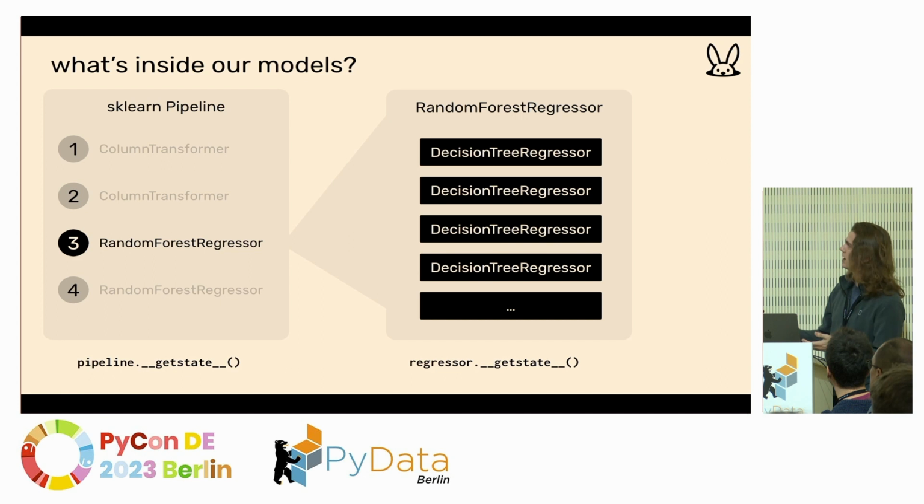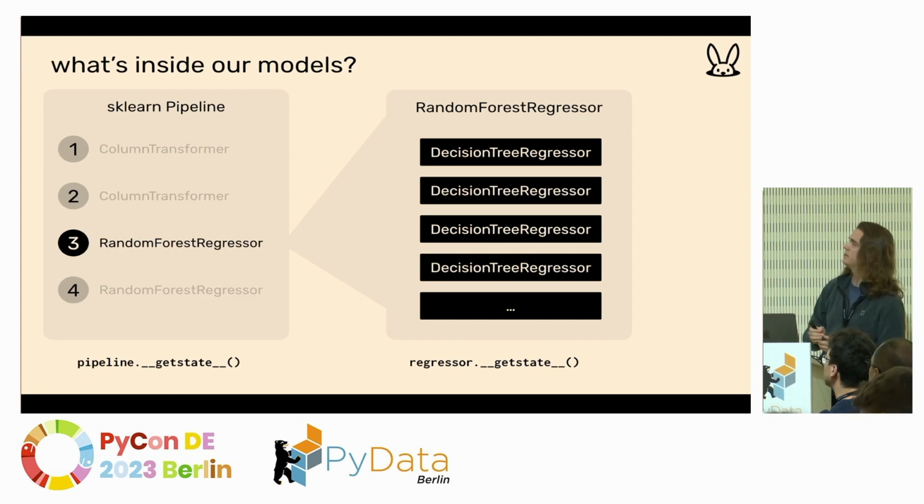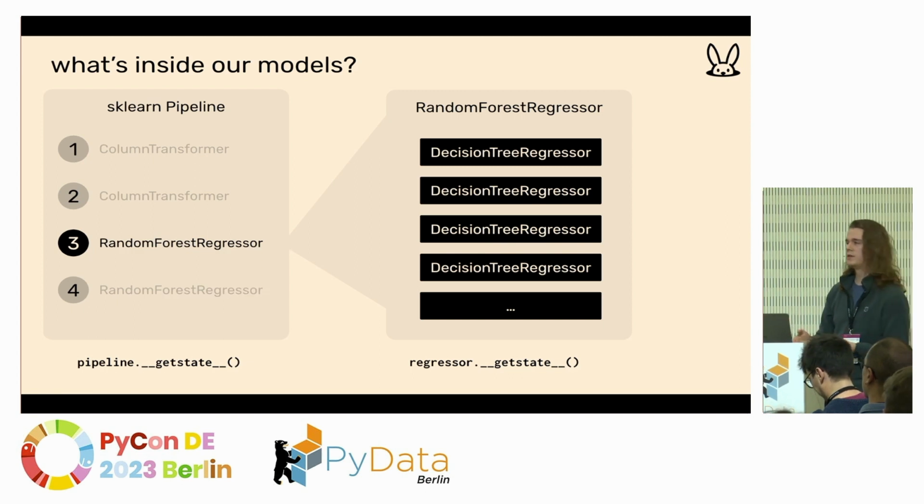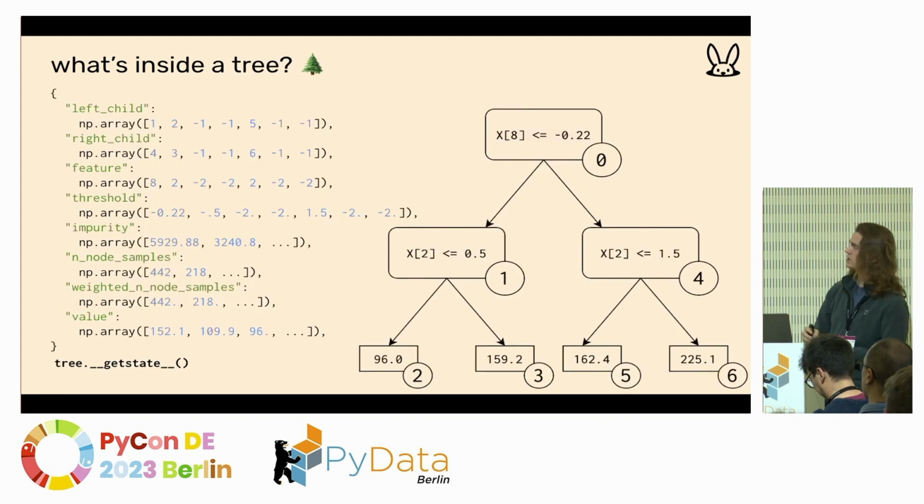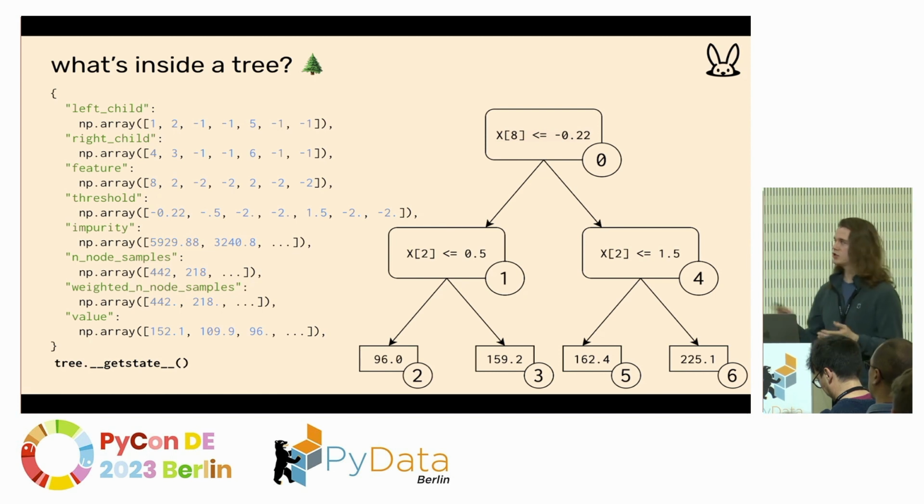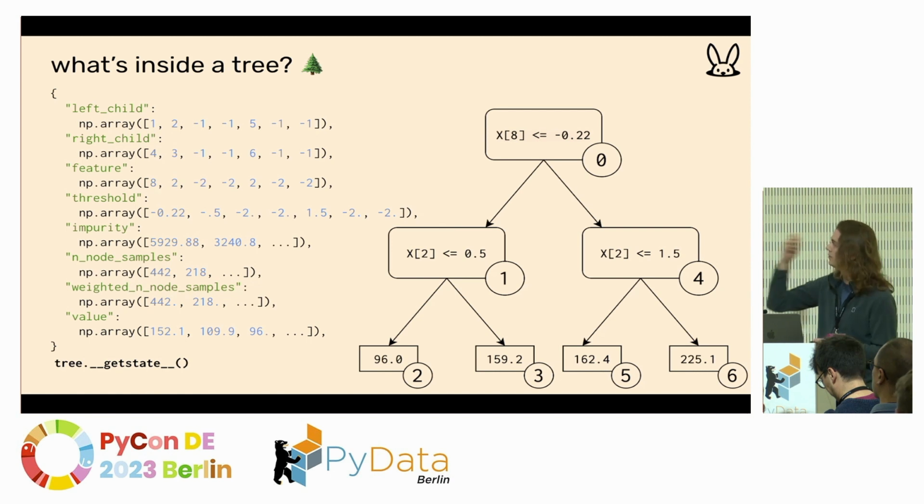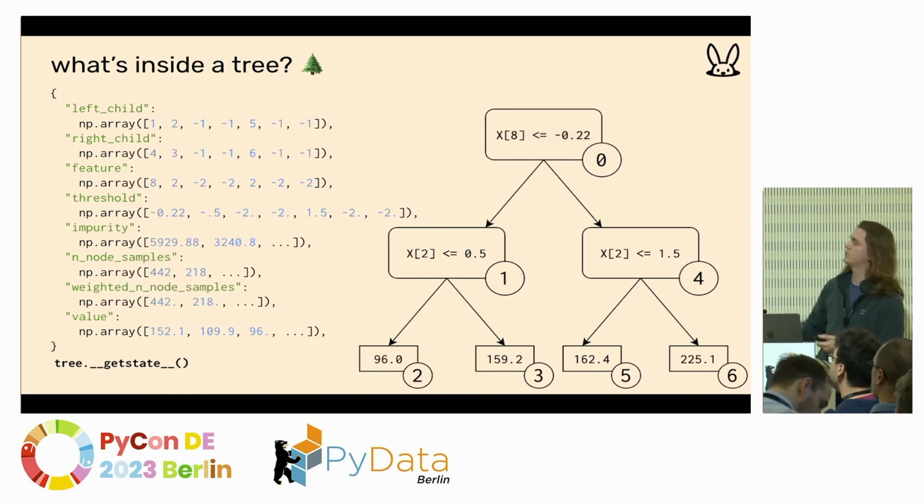And what that would look like is something like a list of different decision tree regressors, because random forest regressors, in this case, consist of multiple trees. And these trees are basically the part of our pickled model that takes up the most space. So let's have a look at what our decision tree regressor state looks like. It's basically just a dictionary of NumPy arrays, and each entry would correspond to each of these nodes.